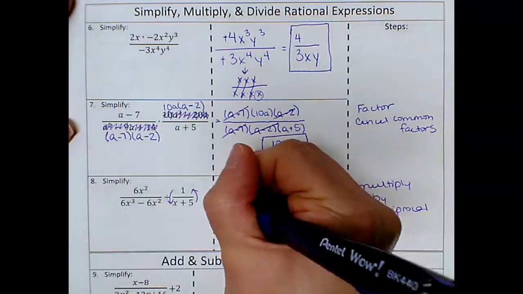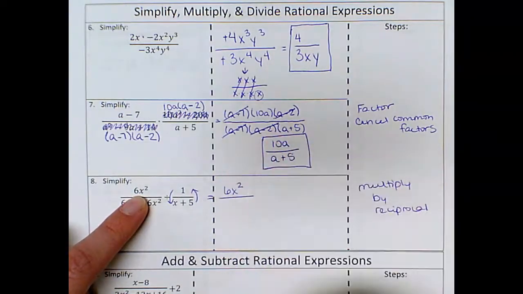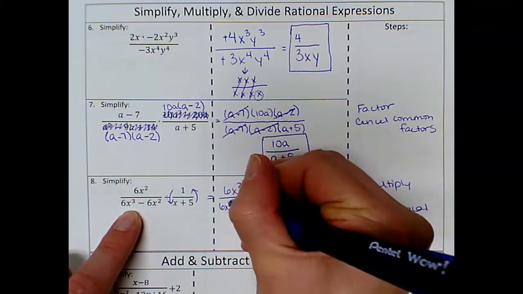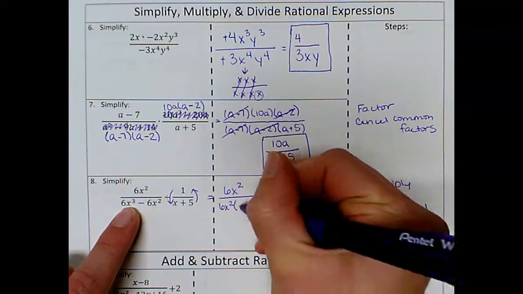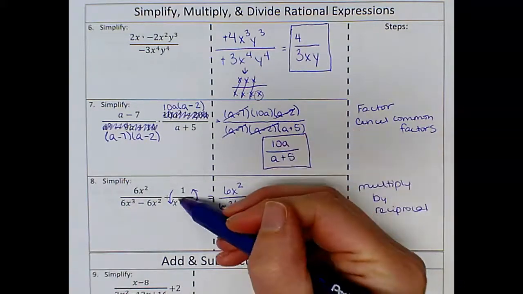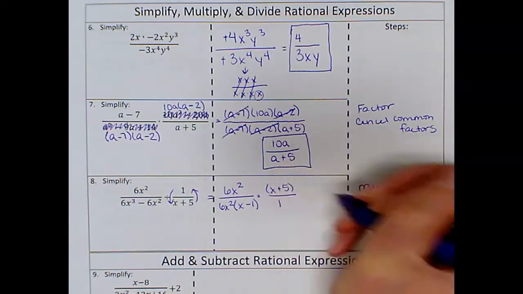So 6x squared cannot be factored anymore. 6x cubed minus 6x squared can be factored. I can take out a 6x squared. I'm left with an x minus 1. And I'm going to multiply that by the reciprocal. So x plus 5 over 1.